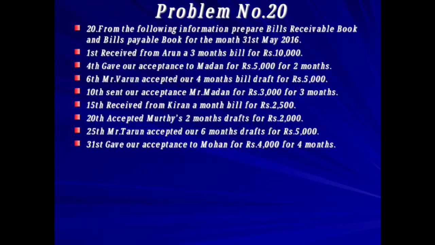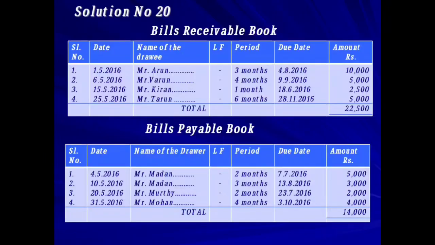Then the last entry we have: gave our acceptance to Mohan for rupees 4,000 for 4 months. So on 31st, last entry in the bills payable book. 31/5/2016, Mr. Mohan. 4 months time we have given. So 5 plus 4 you will get the 9th month. 31 plus 3 you will get 34, right? Is there any 34 days in a month? No, right? So 3 days in the month of October, because November will get over by 30th. So 3 days will go to the next month, that is 3/10/2016, for rupees 4,000.